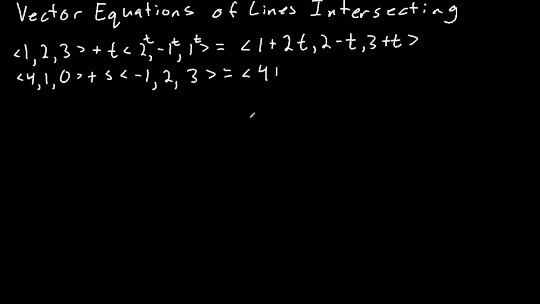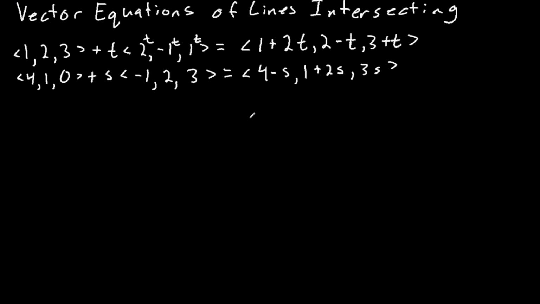So we have 4 minus s, comma, 1 plus 2s, and since it's 0, we just do nothing, and we get 3s only. There is no scalar value like this. We'll just have 3s over here.